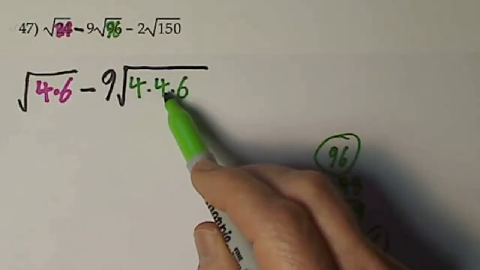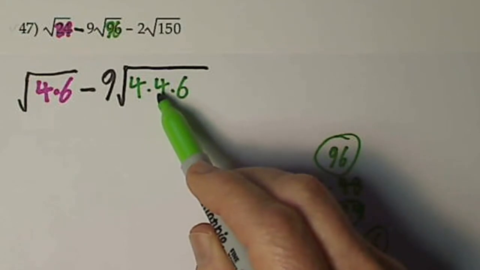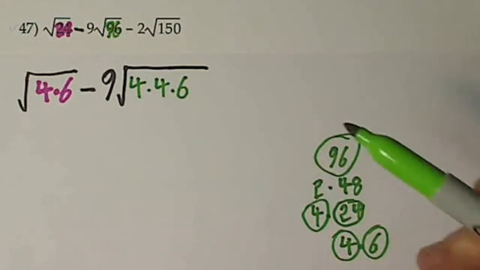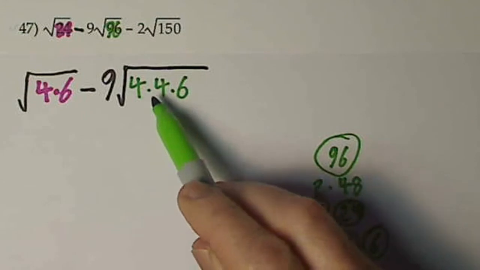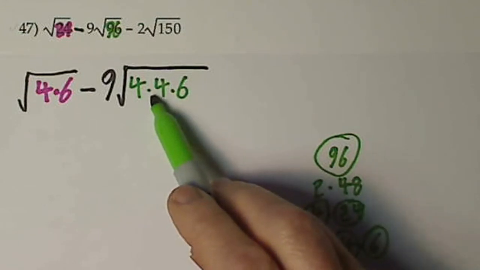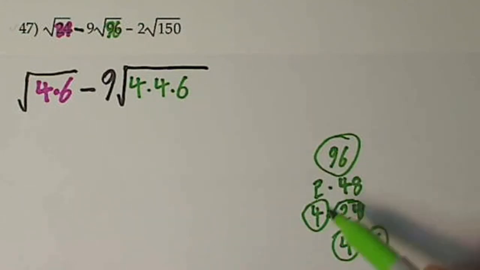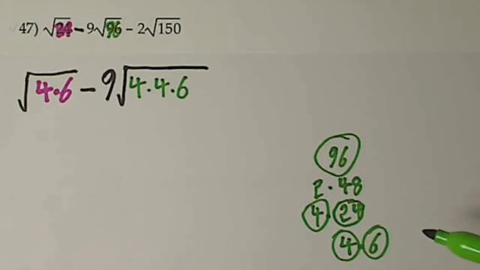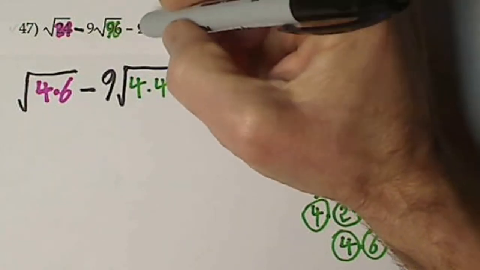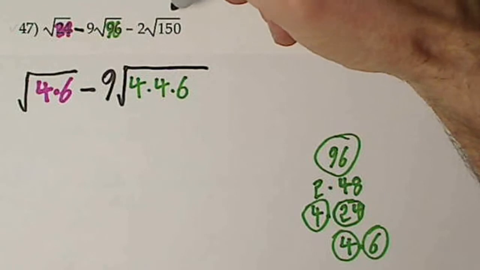And 4 times 4, that's as good as having a perfect square because it's 2 of a kind. Okay, I could just as easily have written 16 times 6, but the way I was listing my factors, this was easier to spot. Okay, then we'll continue along rewriting our original expression.